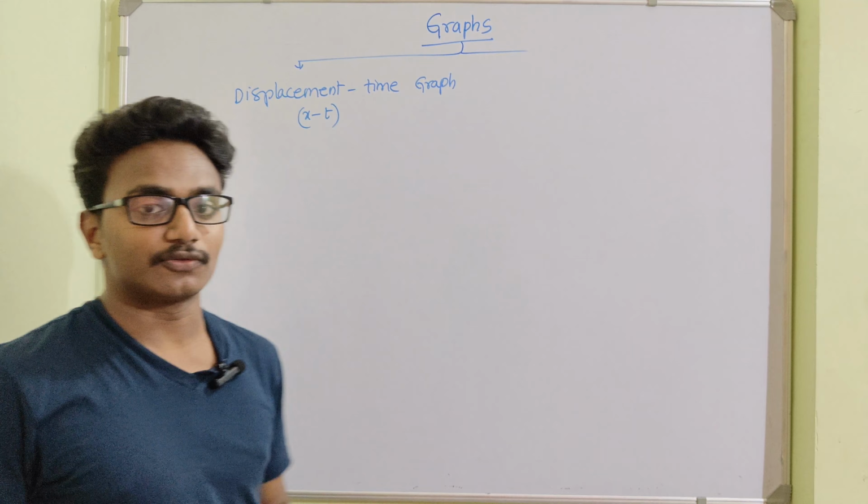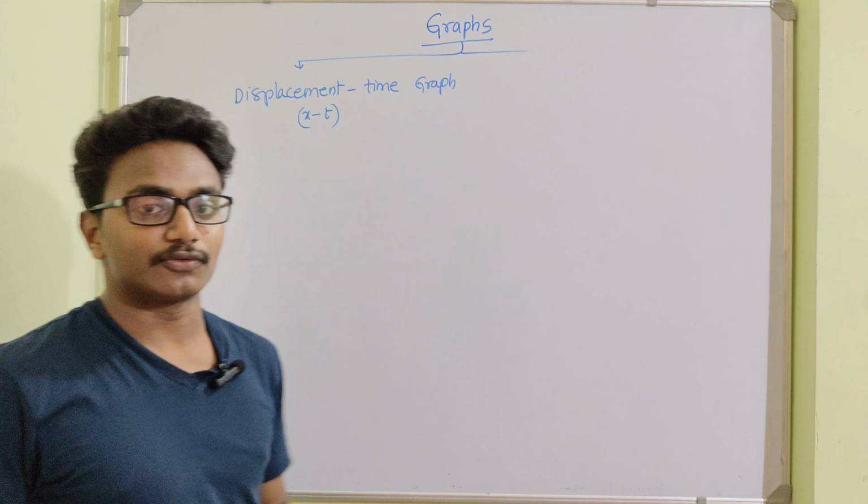Here we have two kinds of graphs. One is the displacement time graph, known as the xt graph, and the other is the velocity time graph, the vt graph. In this video, we are going to discuss the displacement time graph only. The velocity time graph will be discussed in the next video.